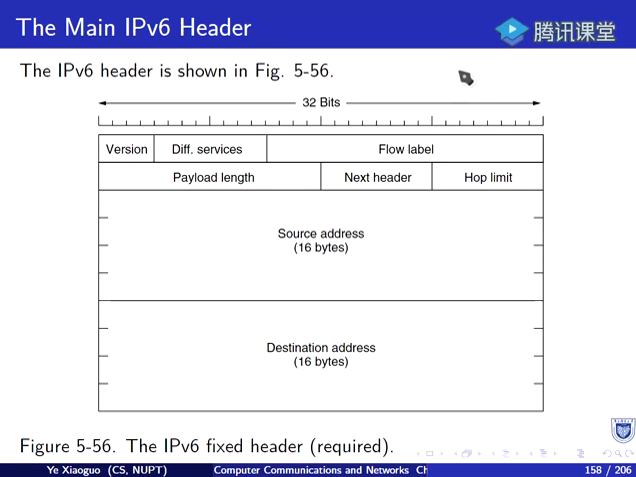The IPv6 header is shown in figure 56. It has these fields: version, differentiated services field, flow label, payload length, next header, which replaces the options field, hop limit, which is just like TTL, then source address and destination address.